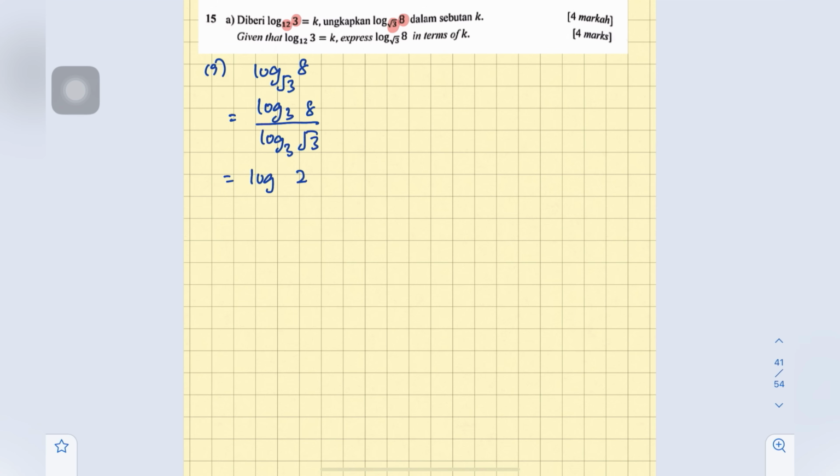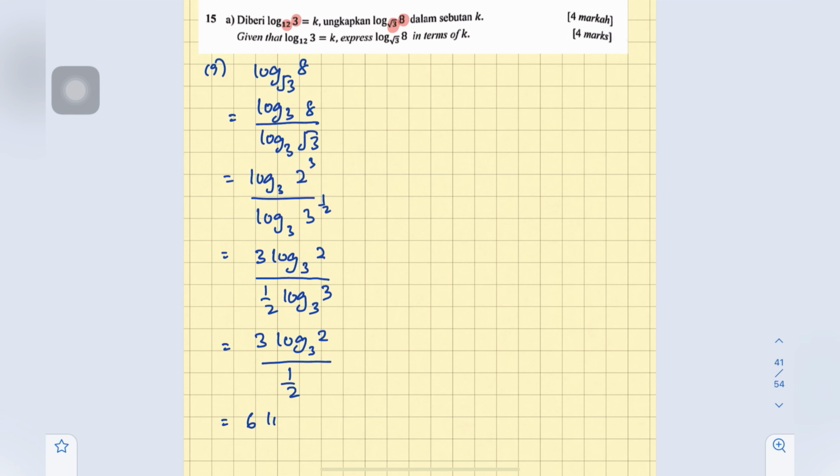Okay, so 8 is 2 cube base 3 over square root of 3, which is 3 to the power of half, base 3. So this one I can move in front by using the laws of logarithm. 3 log 2 base 3 over 1 over 2 log 3 base 3. So this one is 3 log 2 base 3 over 1 over 2, so equals 6 log 2 base 3. Okay, so we leave this equation for a while.